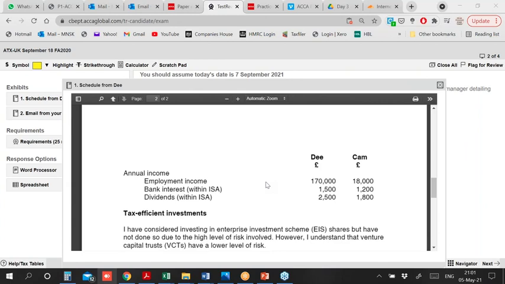Okay, so employment income is 170 and 18. Then they have bank interest from ISA and dividends from ISA. So they will not be considered as part of their income anyway, because the bank interest as well as the dividends are exempt. So guys, I have to ask you a question here. The dividends from ISA are exempt, that I get it. But do they consume your 2000 nil rate band of dividends as well? Or they don't?